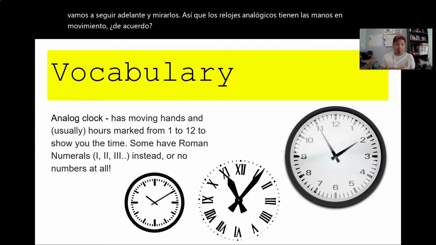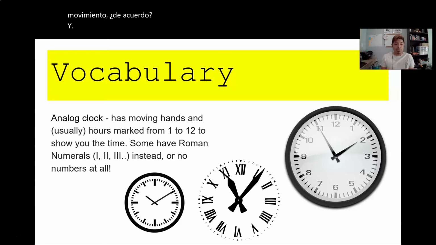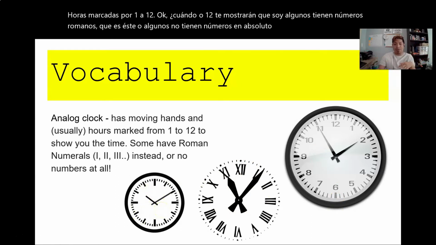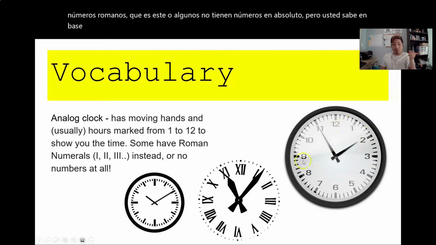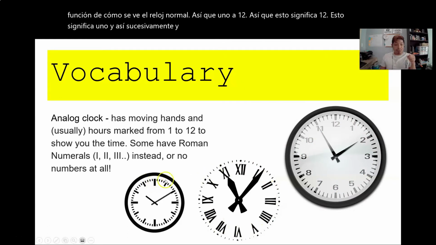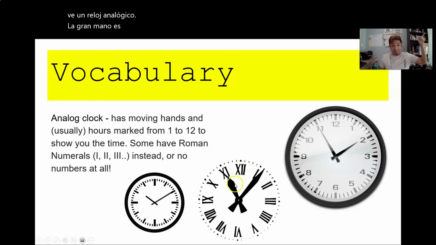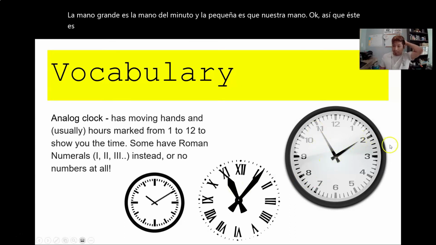And hours marked by 1 to 12. They show you the time. Some have Roman numerals, which is this one, or some have no numbers at all. But you kind of know based on what the normal clock looks like. So 1 through 12, so this means 12, this means 1, and so on and so forth. That's what an analog clock looks like. The big hand is the minute hand, and the small one is the hour hand.